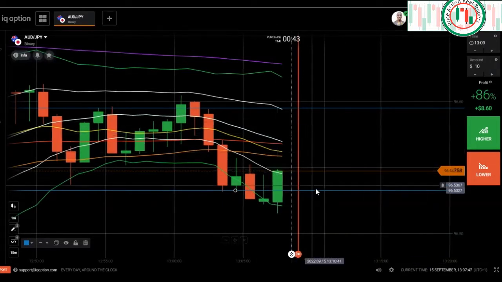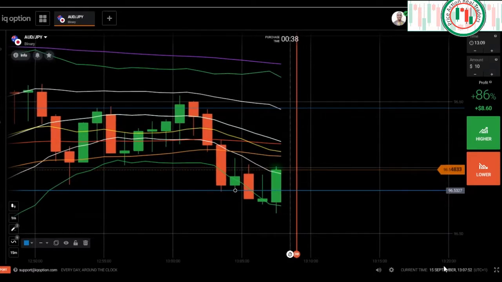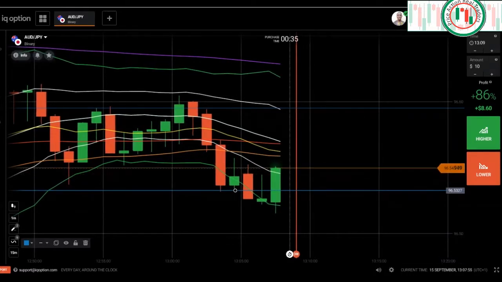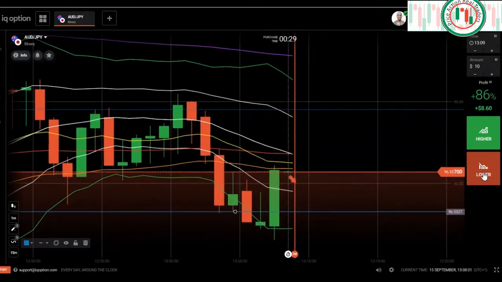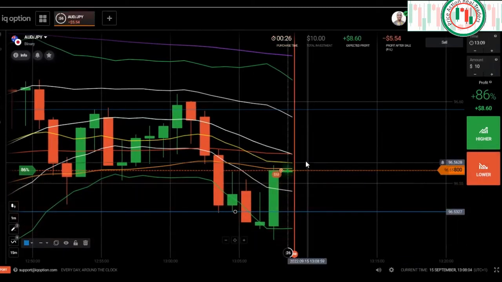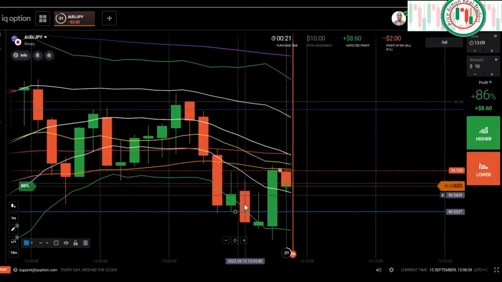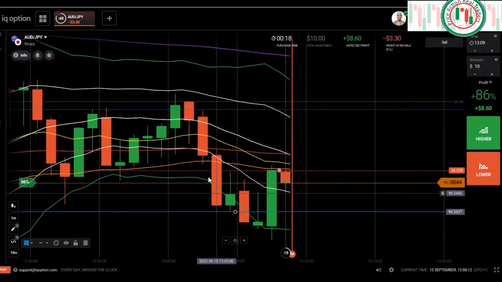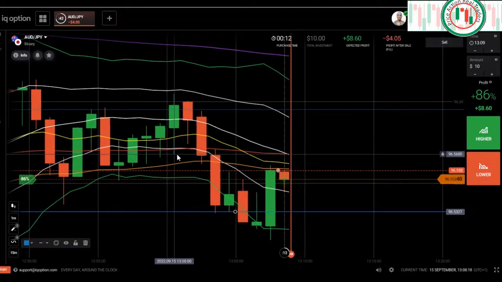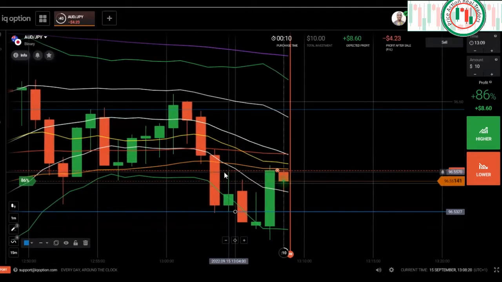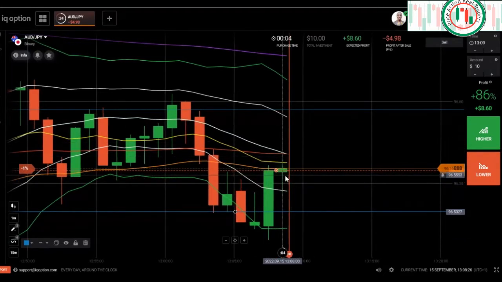But we have to be careful with entry point. Yes, I place put option here. I place my trade put option here because of this. You see strong engulfing here, and here you see strong engulfing here. This is the zone, and this is another zone here. So I know definitely market must go down. That's why I place my trade here.